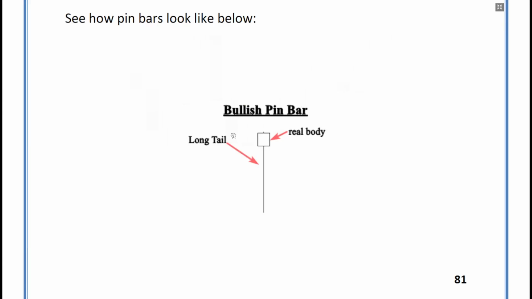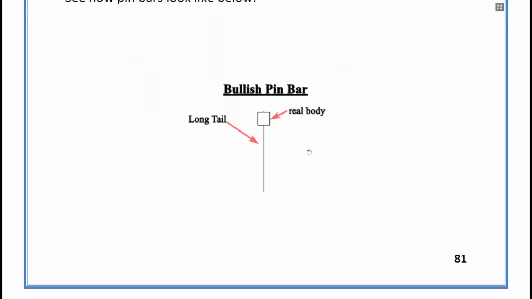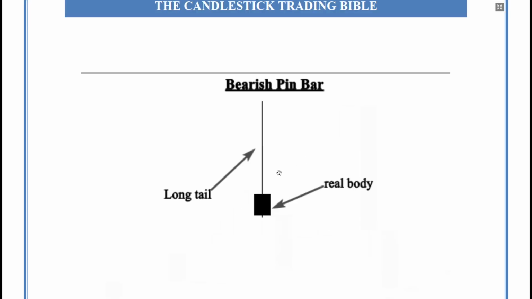For the bullish pin bar, always remember it is going up. So the real body is at the top with the long tail beneath. The bearish pin bar is going down. So again, to remember, the real body is at the bottom because it is going down, with a long tail upwards. That will help you differentiate these two because it can get a bit confusing, okay?